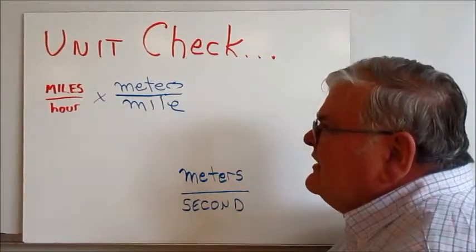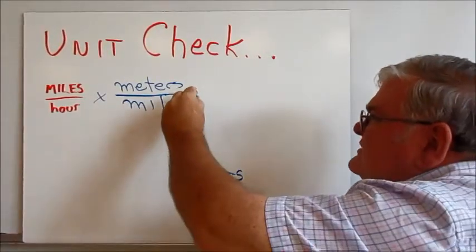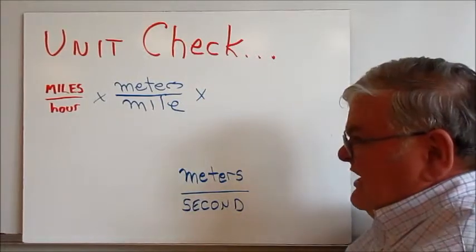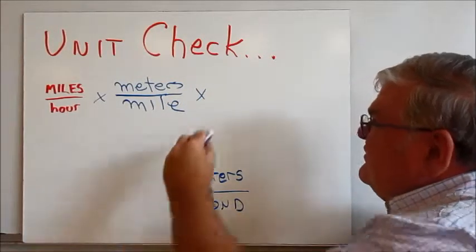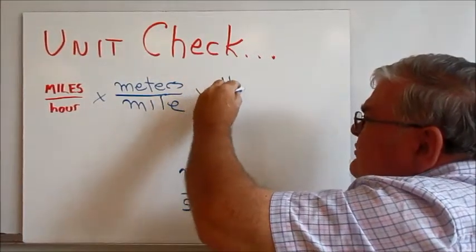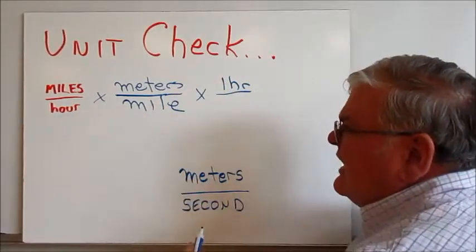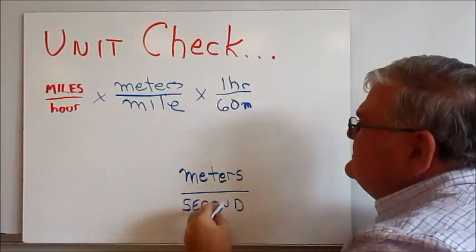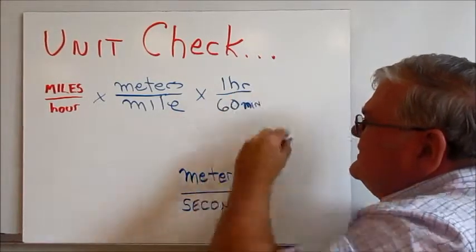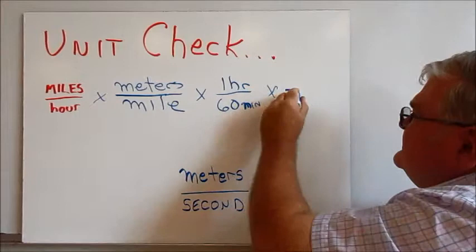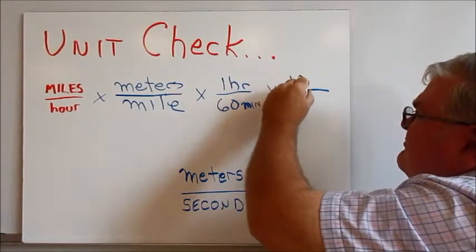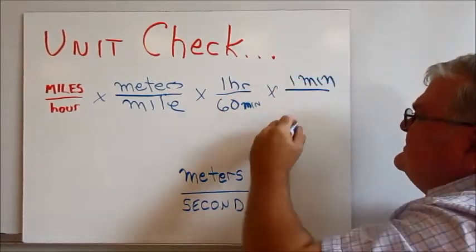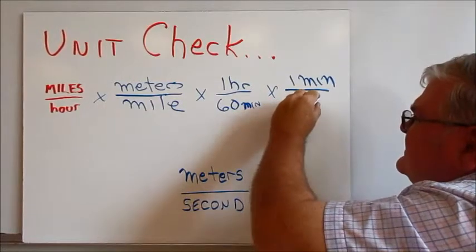All right. Now, let's get rid of hours. Okay, we know 1 hour, we need it on the top here because it's on the bottom there, is 60 minutes. There. And 1 minute contains 60 seconds.